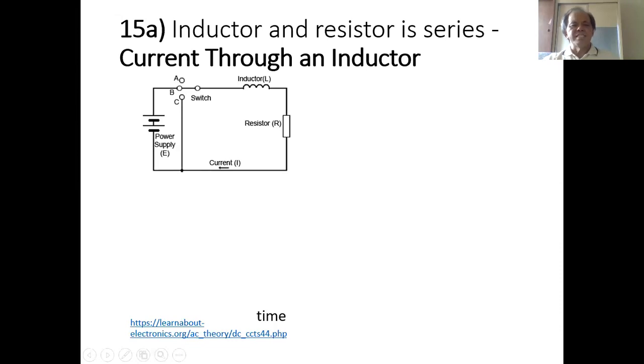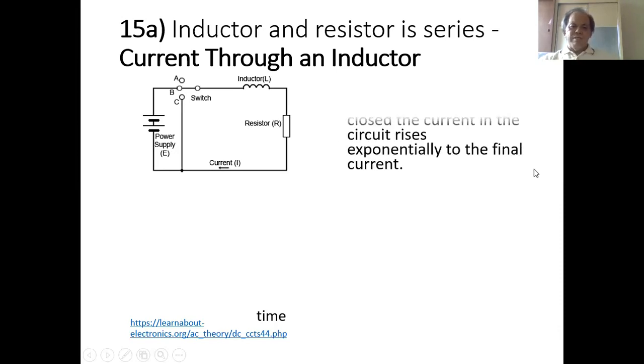Inductor and resistor in series. Current through an inductor. Okay, so let's look at this circuit. There's your A, where you open the switch. B, where you close the switch. C is where you remove the battery. Okay, let's see what is going to happen.